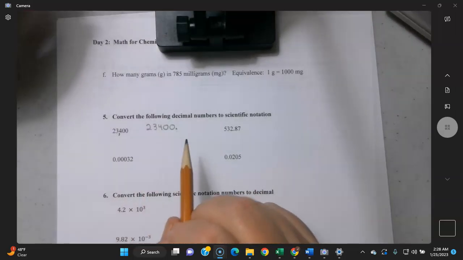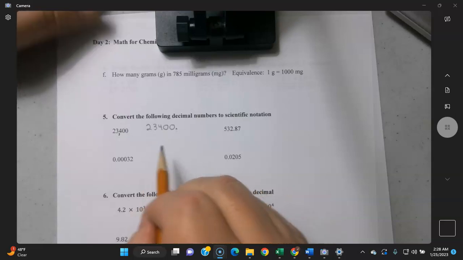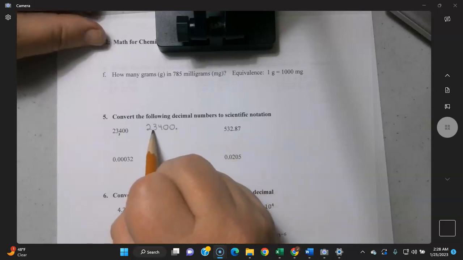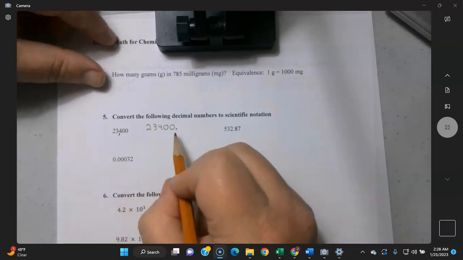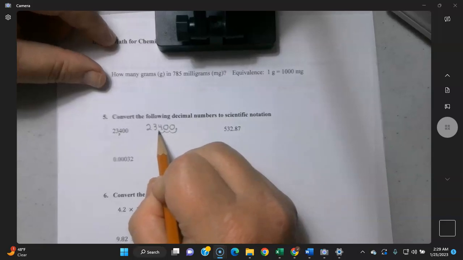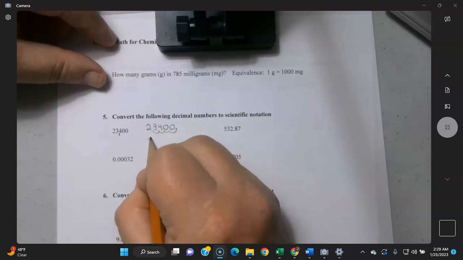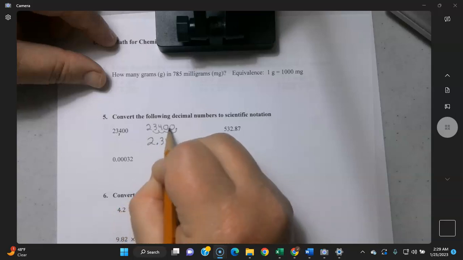I can't say 10, 1.999. So where would you move this to be that? The answer is between the 2 and the 3. 2.34 would be a number between 1 and 9.99. So it's 1, 2, 3, 4. So it's 2.34. Can't cut off any digits except the zeros.